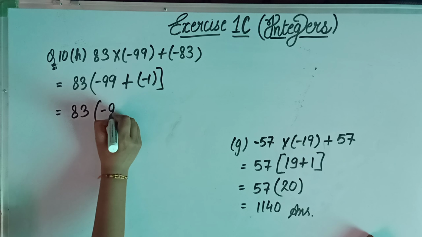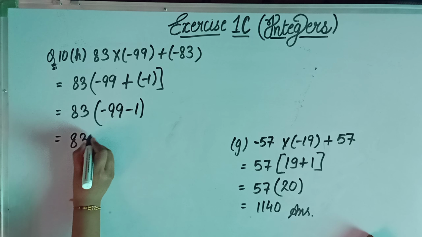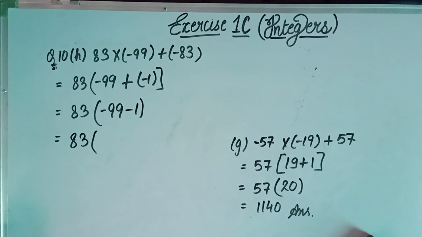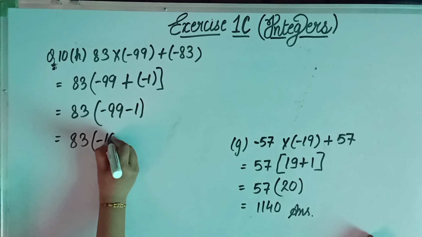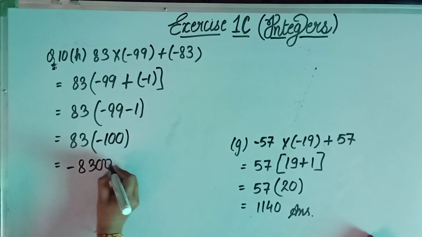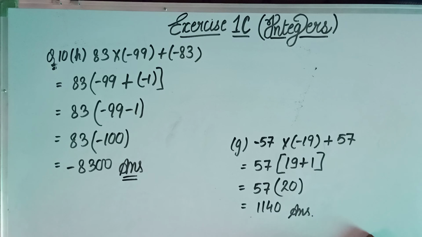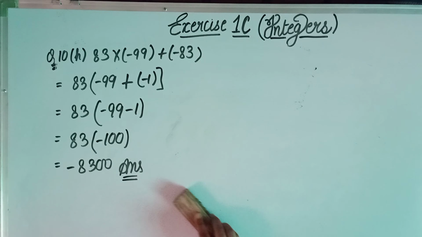So 83, now minus 99 plus minus 1. Minus 99 minus 1 gives you minus 100. So 8300 in minus is our answer. Now we are moving ahead with I part.